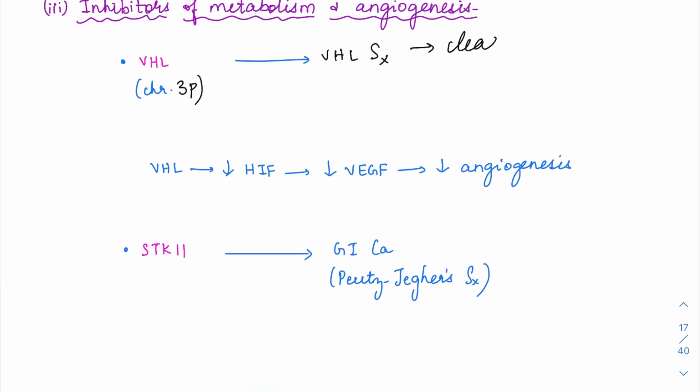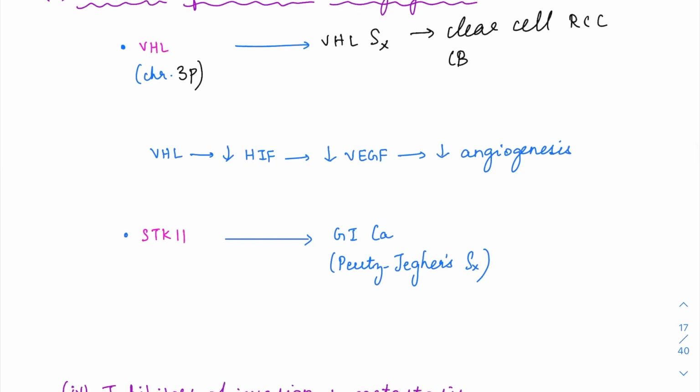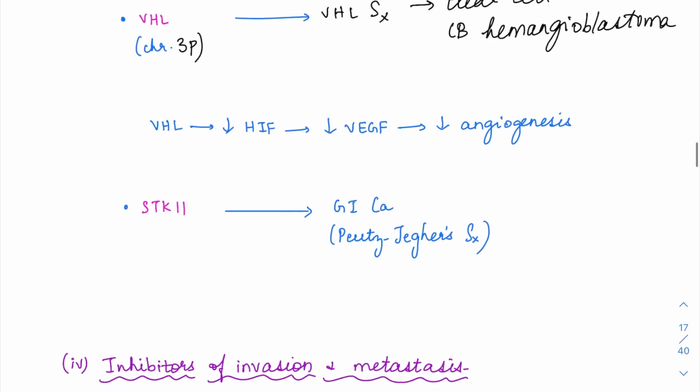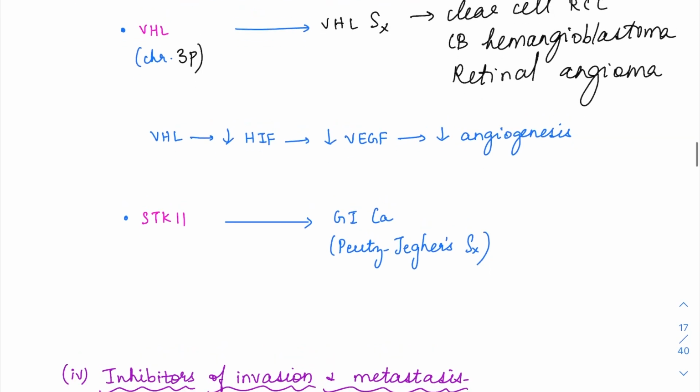The commonest one is the clear cell RCC. Bilateral clear cell RCC will be there. Along with that, they are going to have cerebellar hemangioblastoma. Cerebellar hemangioblastoma is a grade 1 tumor in the cerebellum. Other than that, we are also going to have retinal angiomas, right? So this is for VHL.